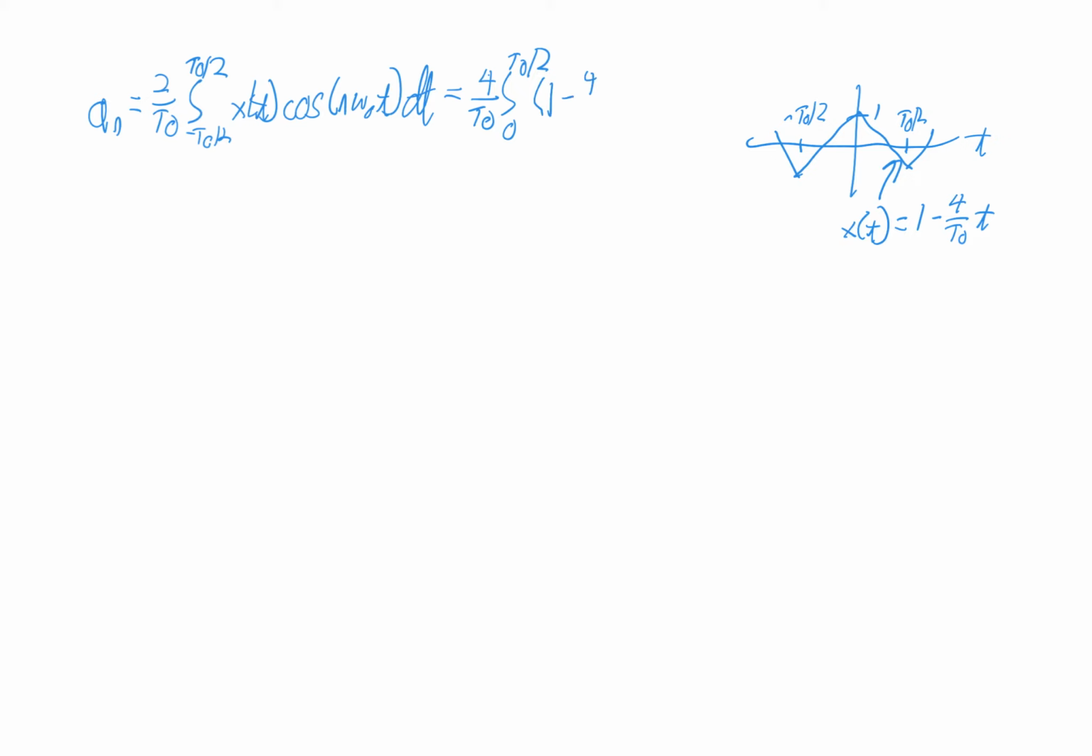1 minus 4 over the constant T0 times the time variable t, times cosine of an integer n times omega naught t dt. n is a parameter, and we're going to carry it through here. n is telling us what frequency we have, and for each n that we evaluate in this integral, we will have a coefficient a of n that adds a cosine component to the sum that we use to build up this triangle wave. So now we are going to start evaluating this integral.